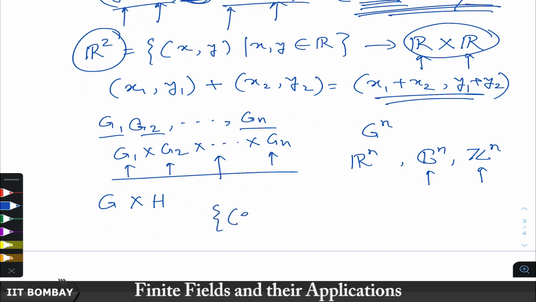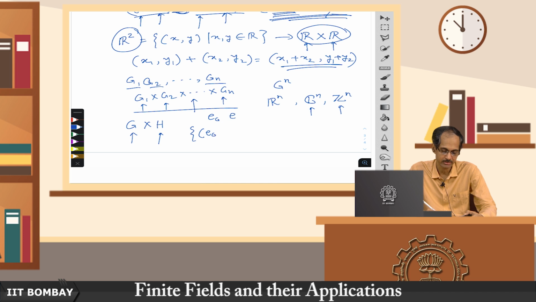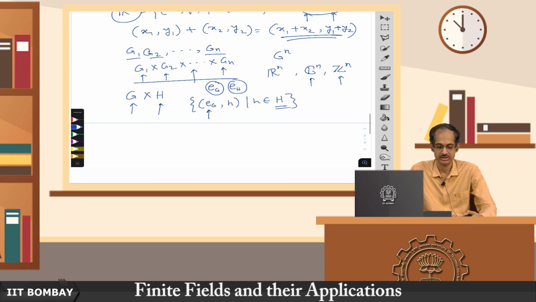Clearly, if you take the subset {e_G} × H, now because there are two groups, we talk about identity elements, and both of them cannot be denoted by the same symbol e. So, we now subscript them with e_G and e_H to denote that this is the identity element of G, and this is the identity element of H. So, if you take (e_G, h), where h belongs to H, what we have done here is that we have fixed the first component to be the identity element of G. The second component is now free to be taken from H.